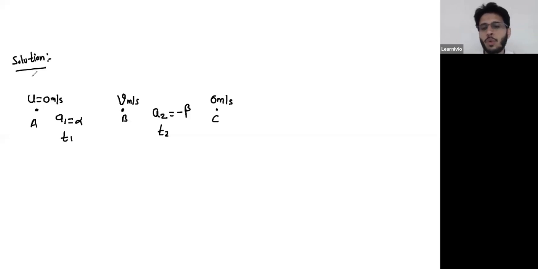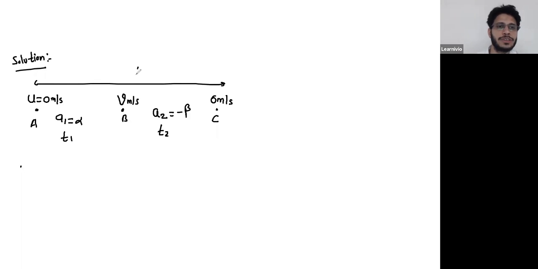Just check once. What is t? There is one t given in the question. Is it t1, is it t2, or is it t1 plus t2? It's t1 plus t2. T is the total time, the time taken from A to C. That total time is T.